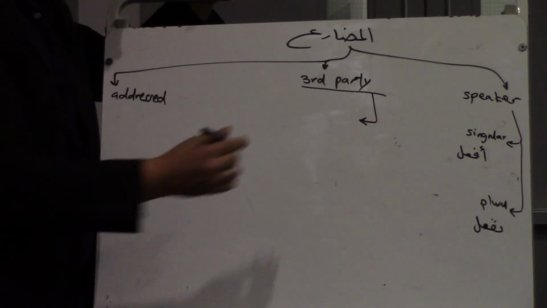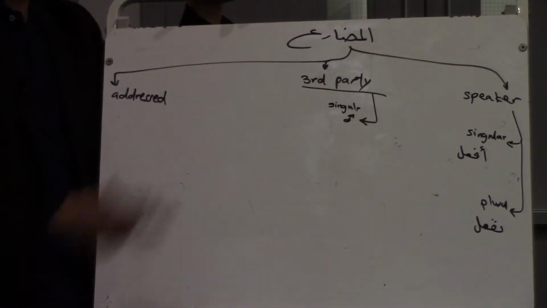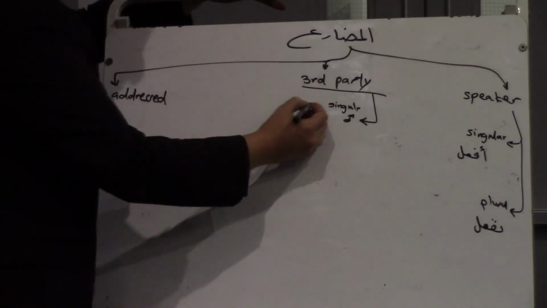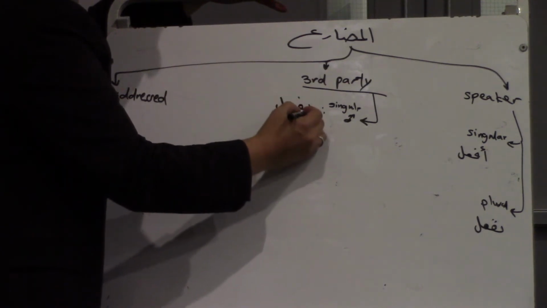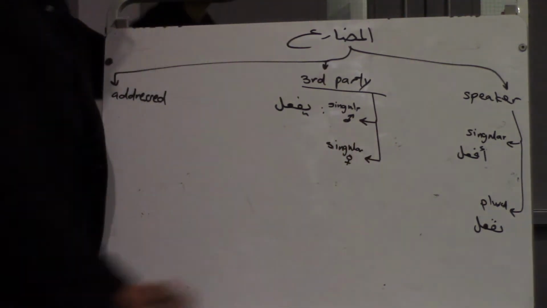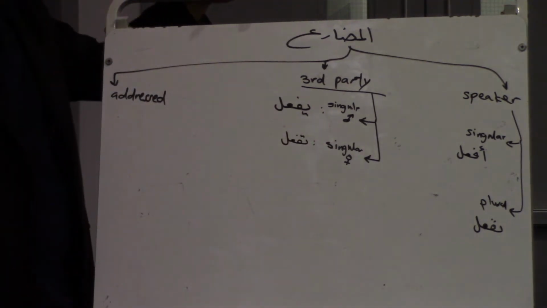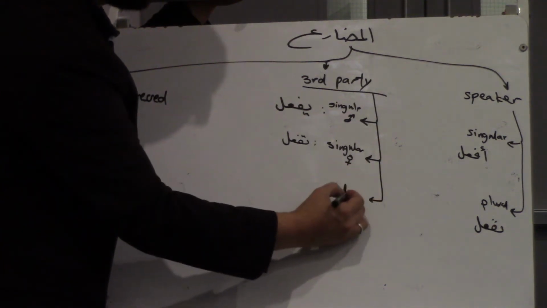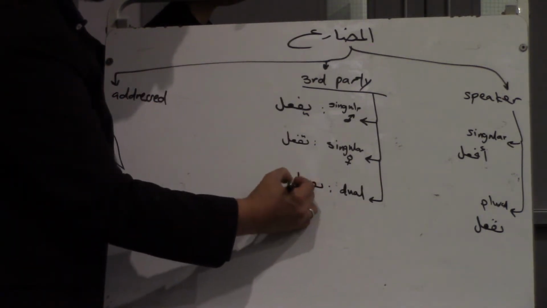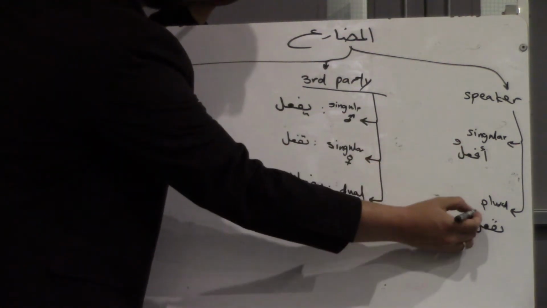Third party, give me the breakdown. Singular masculine. How would I talk about one guy? I would say yaf'al. I want to talk about one female, I will say taf'al. I want to talk about two dudes. They all are going to be marfu'. In the situation that we have, the default is always marfu'.